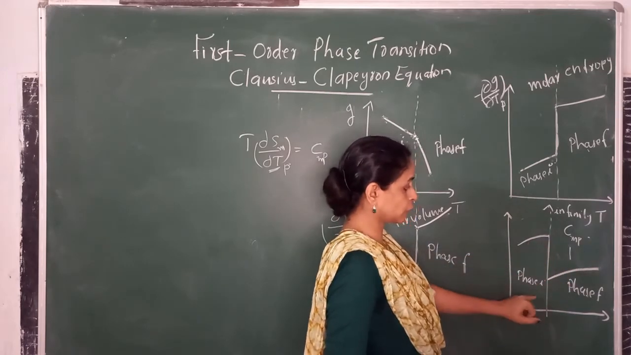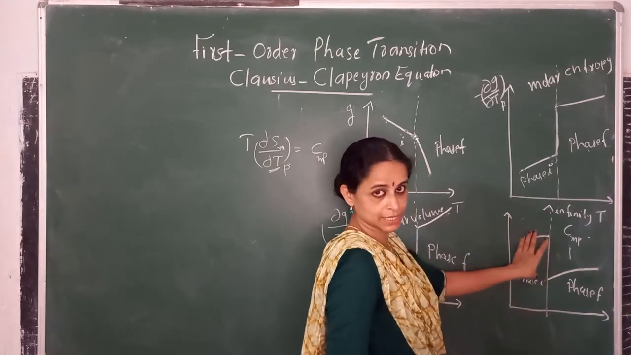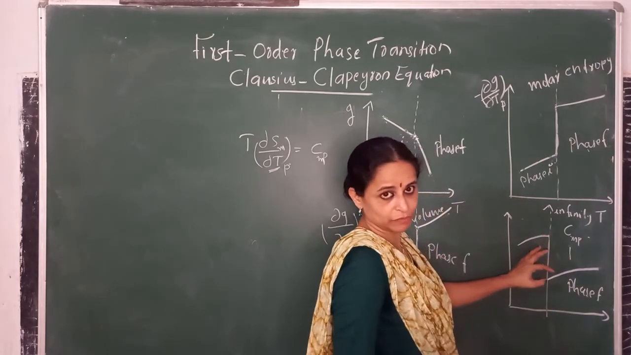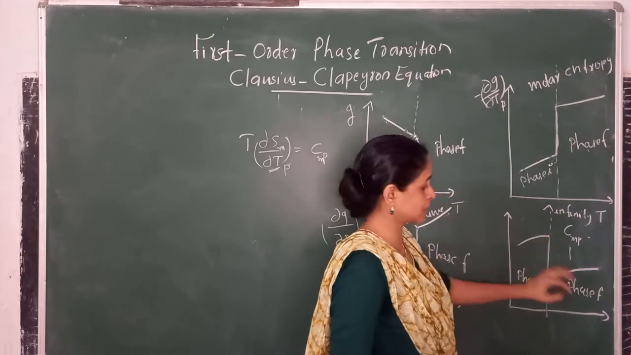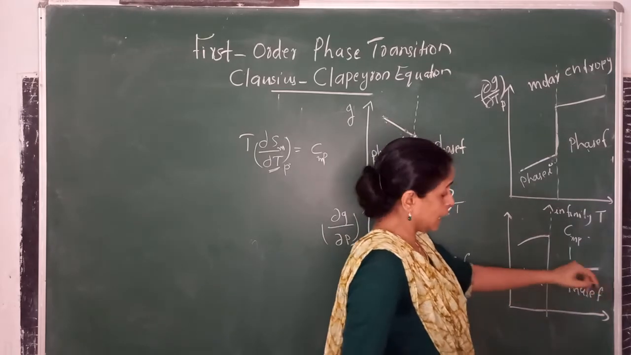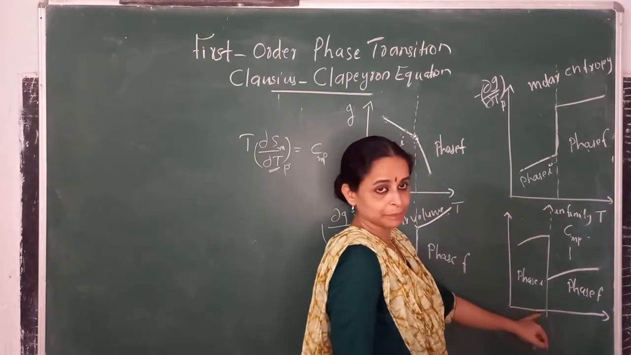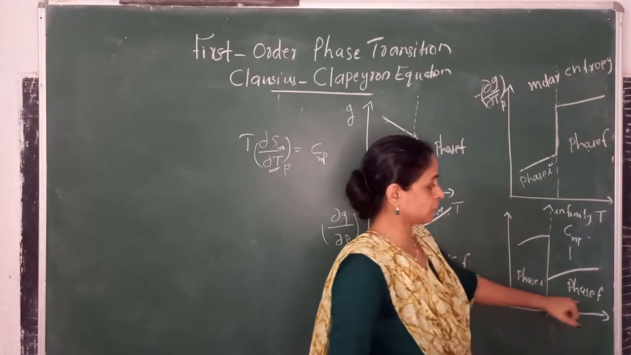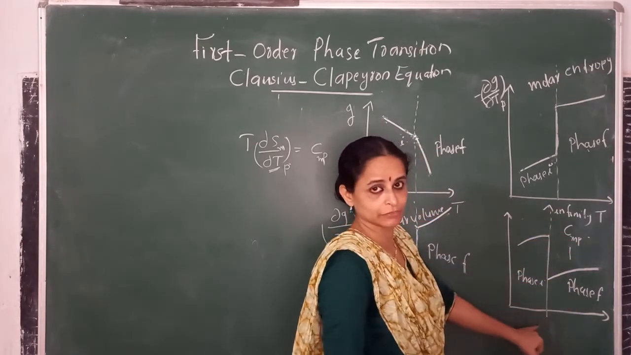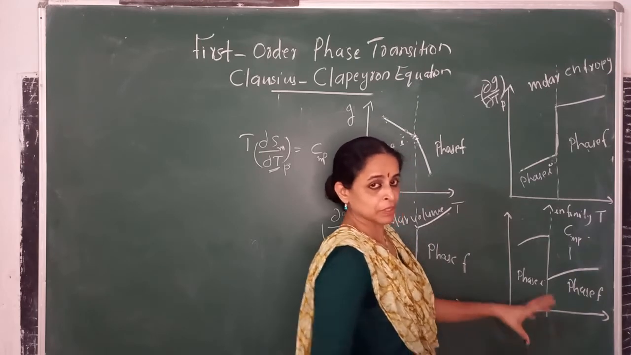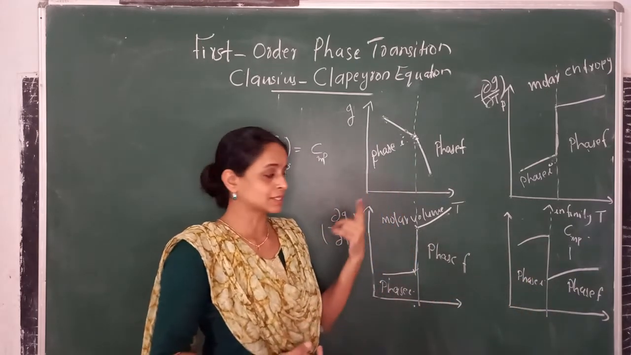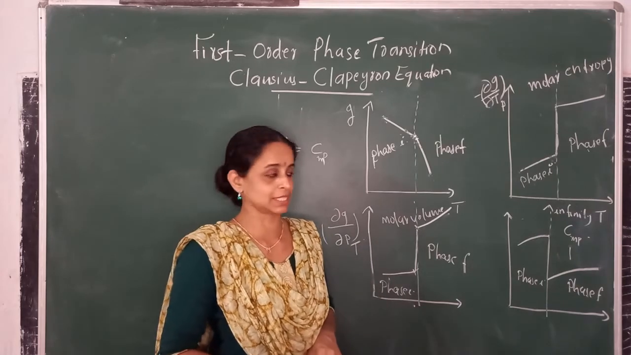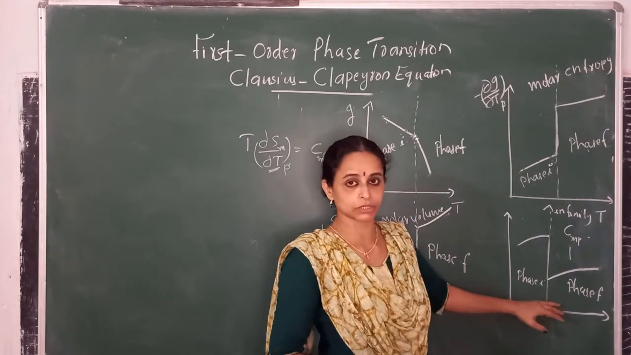for phase I, there will be a constant Cp. Means the Cp is very small, there is only a little change. Here also there is a little change. But during the phase transition, since two phases are present, phase I and phase F are present at this phase transition temperature, for this mixture the Cp will go to infinity. The value of Cp will go to infinity. That is the meaning of this fourth plot.